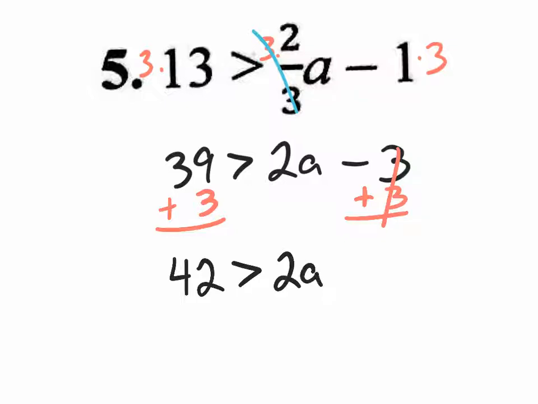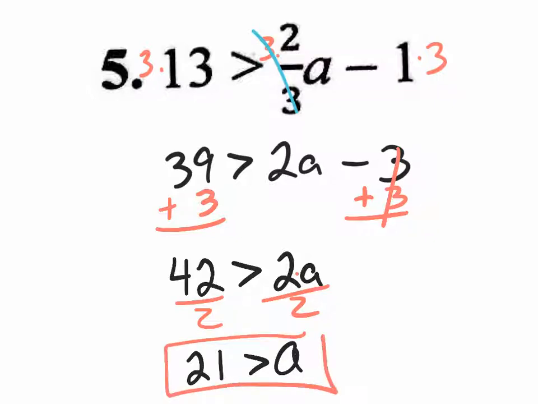I have a 2a left over on the right side. I need to get a by itself. So how do I get rid of that multiplication of 2? Divide by 2, divide by 2. So a is now by itself. I did not divide by a negative 2. I divided by regular 2, a positive 2, so that's not going to change. 42 divided by 2 is 21. Of course, you could use a calculator for all this. Now, this is your answer.